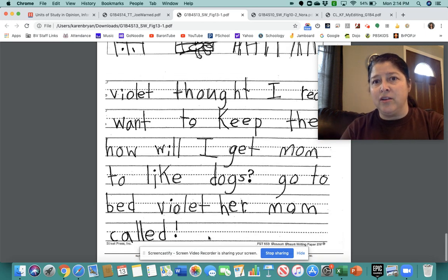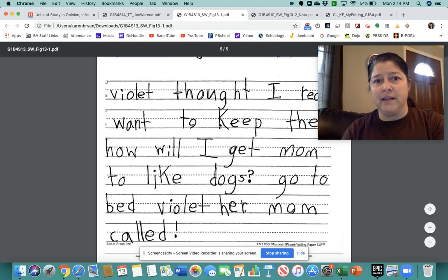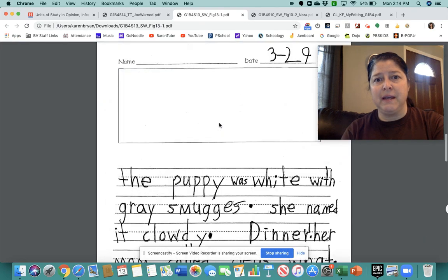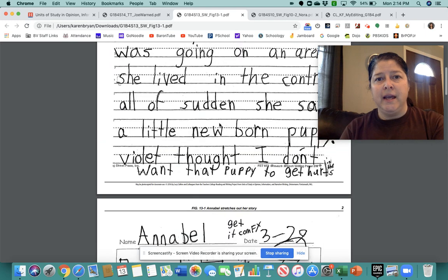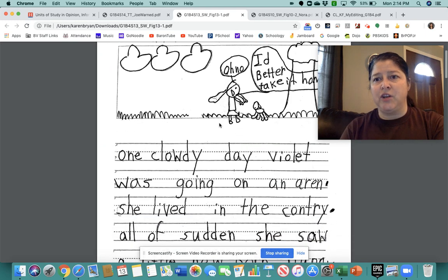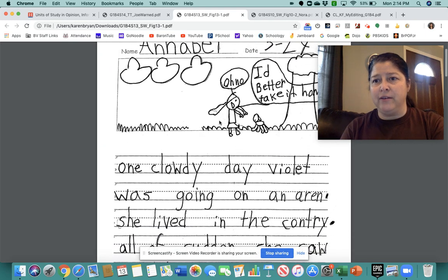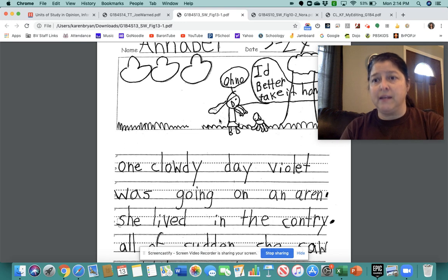But we're going to take a look at a few things that were on that checklist. Let's go back up to the beginning of her story. One of the things on the checklist was capital letters at the beginnings of sentences and at the beginning of names. So let's take a look. So she's going to have to work on a capital letter at the beginning of a sentence.